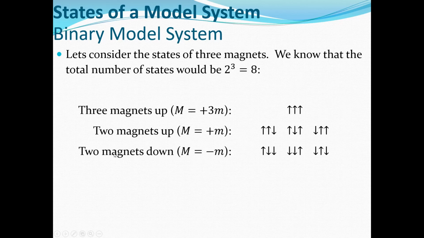Continuing with that concept, I could flip this and say, what if there are 2 magnets down? Our total magnetic moment would be negative m. Once again, we have, sorry, not 2, 3 scenarios. And then the last case would be 3 magnets down, which only has one state that satisfies it.